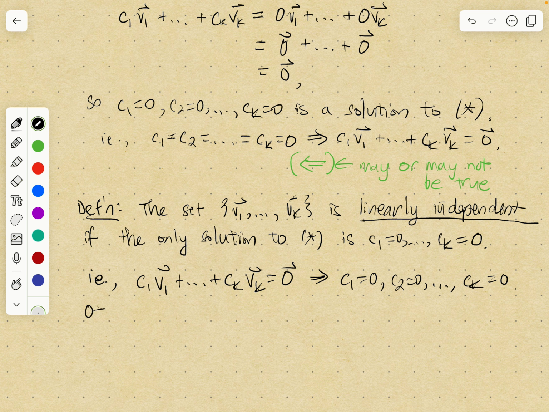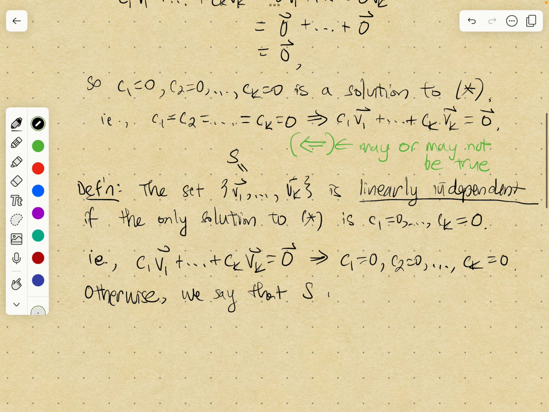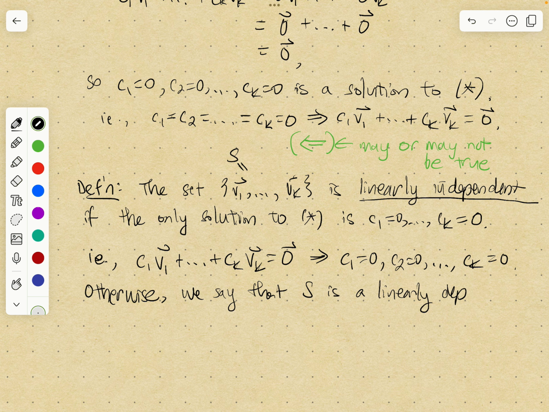And otherwise, let's just call this set of vectors S, just so that I don't have to keep writing it all the time. Otherwise, we say that S is a linearly dependent set. So notice that these are adjectives, linearly independent and linearly dependent, and they describe sets of vectors. So we say that the set of vectors is either linearly independent or it's linearly dependent, and it has to be one or the other. It can't be neither.